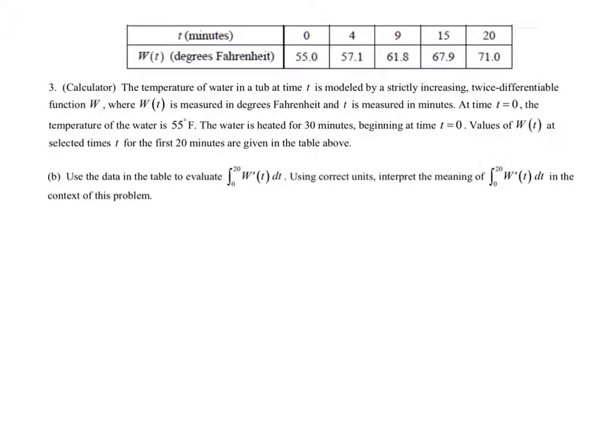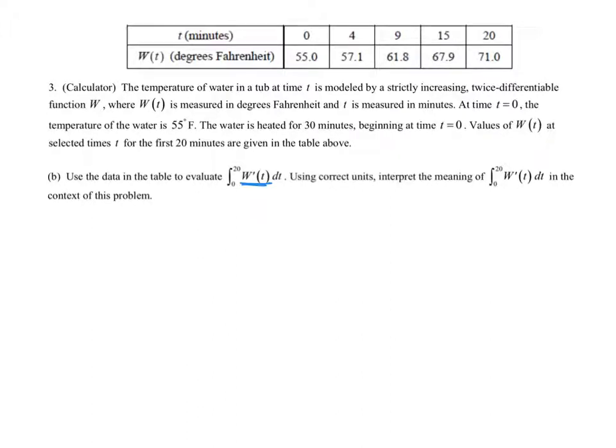Okay, in part B, it wants me to use the data in the table to evaluate the integral from 0 to 20 of W prime of t dt. Whenever we want to find a definite integral, there are really three different ways to do that. The first way is using the Math 9 button on your calculator. In order to use that method, I've got to have a function for W prime of t. And if I look around, I don't have that here.